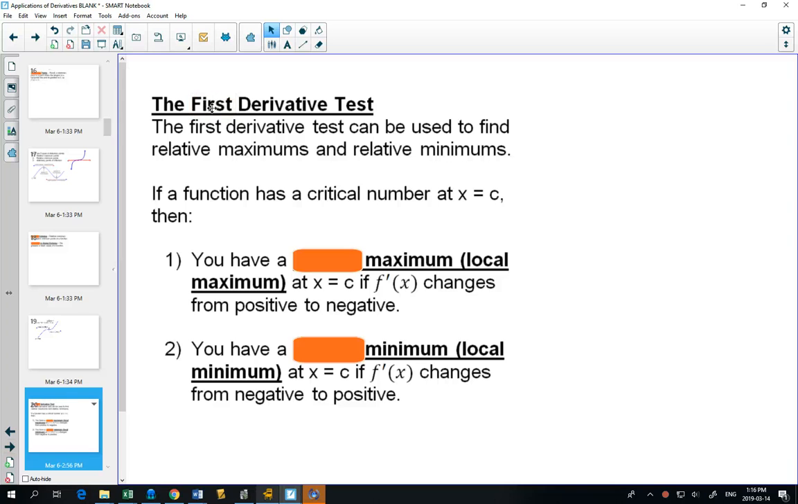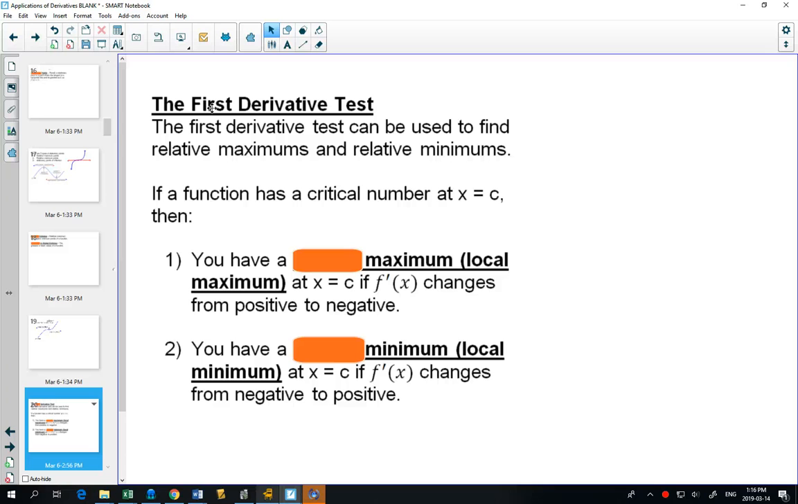So to find maximums and minimums, we have a couple of tests. And the first test we're going to look at is the first derivative test. Any ideas what the second test is called? Oh, you're amazing. This is why you are in calculus. Because you can figure things out like that, right? Yes, but okay, the first derivative test. Used to find maximums and minimums.